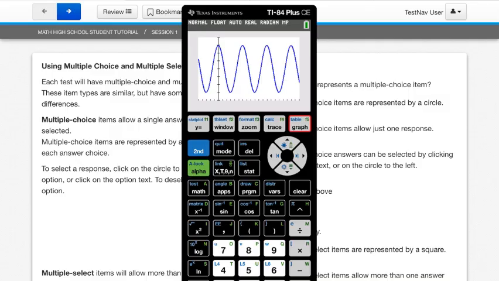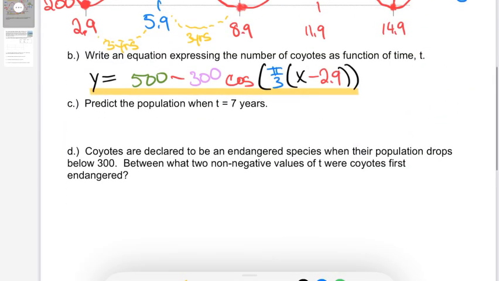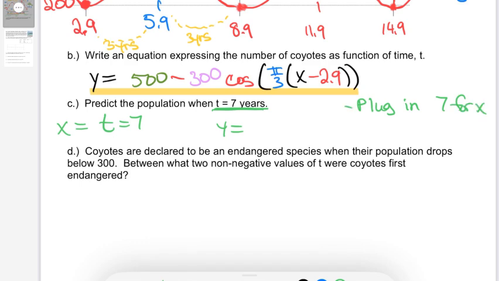So let's go to the questions and let's look at part C. Predict the population when t equals 7 years. That t equals 7 is an x. So it gave us the x. It's asking us for the y. So we can do this one of 2 ways. We can go to the home screen and we can plug in 7 for x. Or we can go to the table in our calculator and find where x is 7.